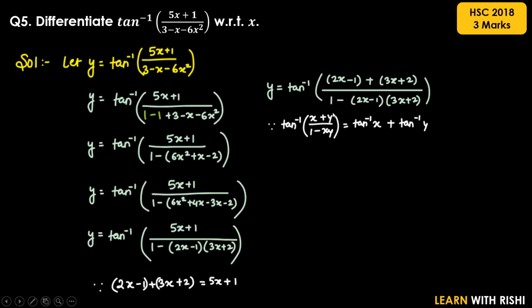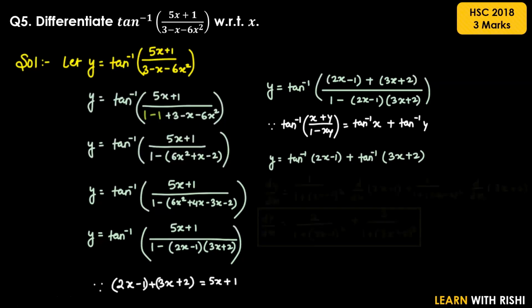(3x plus 2). Now this is similar to tan inverse of (x plus y) upon (1 minus xy). So now here we can apply the formula tan inverse of x plus tan inverse of y. So this will be y is equal to tan inverse of (2x minus 1) plus tan inverse of (3x plus 2). Now we'll differentiate it with respect to x.